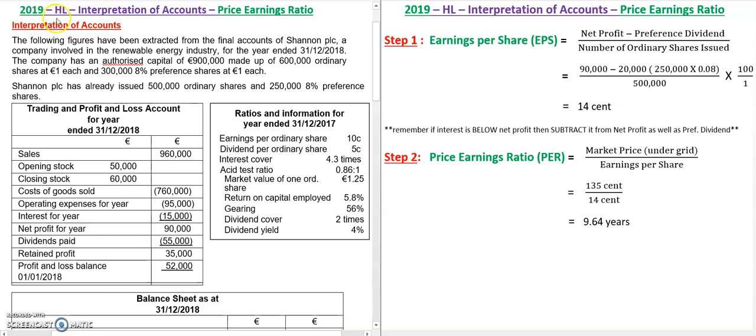This is 2019 higher level interpretations of accounts. We're going to calculate the price earnings ratio. So there's two steps involved here. Step number one, we have to calculate the earnings per share, and then we can calculate the price earnings ratio itself.